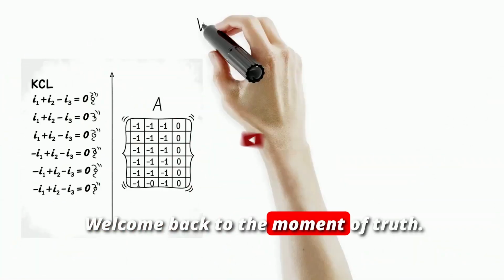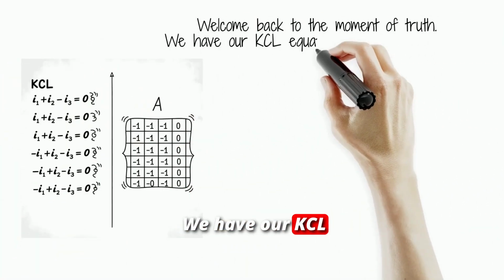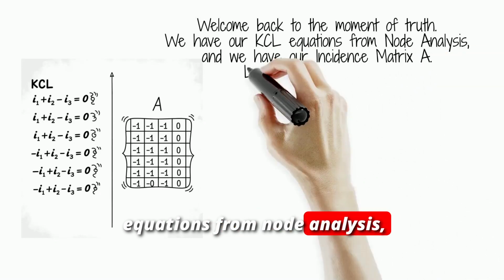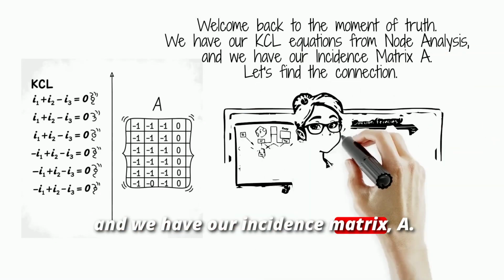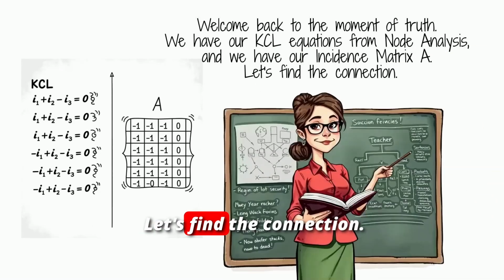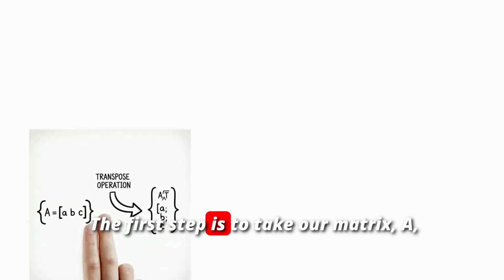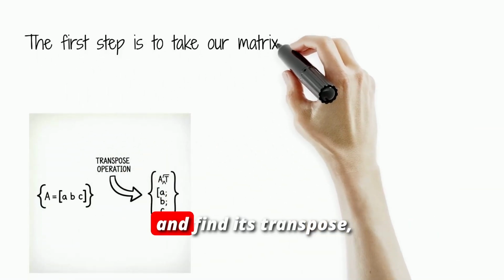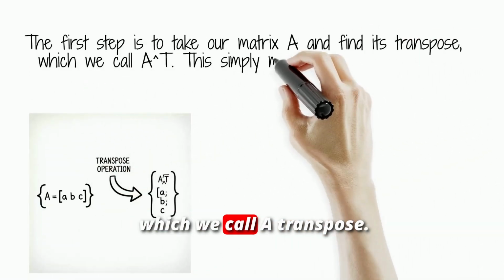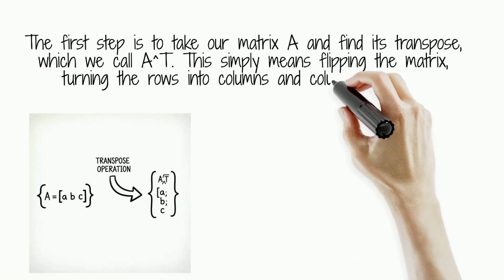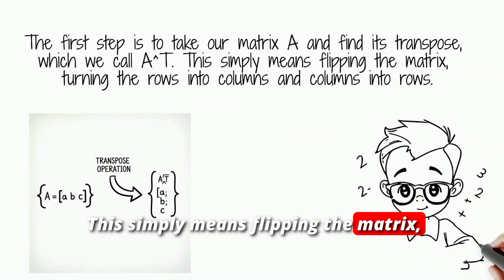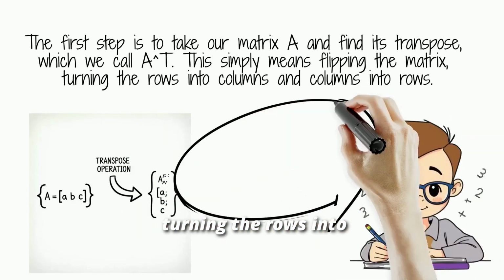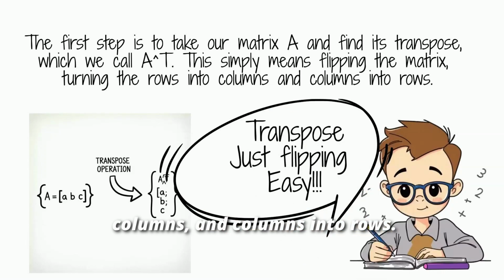Welcome back to the moment of truth. We have our KCL equations from node analysis, and we have our incidence matrix A. Let's find the connection. The first step is to take our matrix A and find its transpose, which we call A transpose. This simply means flipping the matrix, turning the rows into columns and columns into rows.